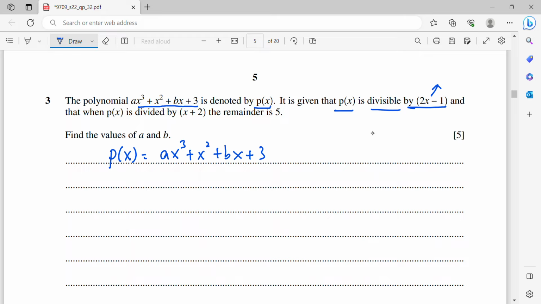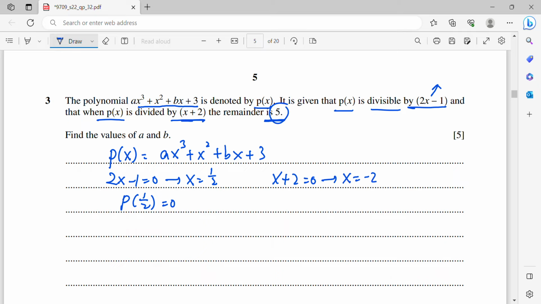According to the factor theorem, if 2x minus 1 is a factor, you let 2x minus 1 be 0, then your x will be half, which means p(half) will be 0. So when you write p(half) equals 0, it means that 2x minus 1 is a factor. And when p(x) is divided by x plus 2, the remainder is 5. According to the remainder theorem, you let x plus 2 be 0, that means your x is minus 2. But the remainder is 5, which means you are getting p(minus 2) is 5.